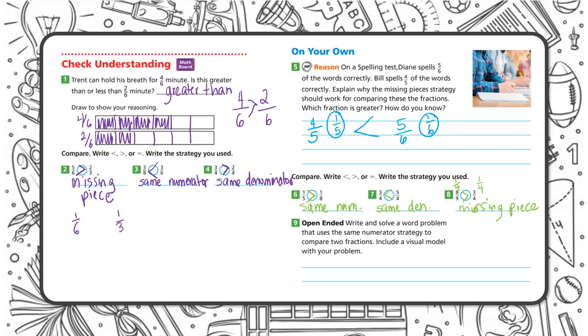Number 9, write and solve a word problem that uses the same numerator strategy to compare two fractions. Include a visual model with your problem. So this one will be different for everyone, boys and girls. Okay, if I were to write and solve a word problem that uses the same numerator strategy to compare two fractions, it would probably involve Scarlett and Tyler and two fractions that show maybe how many cookies out of the whole box they ate.